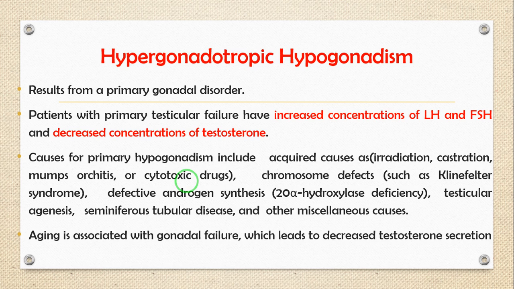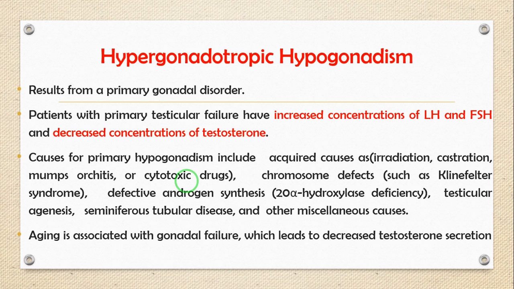All these will lead to decrease in the production of testosterone, but because the higher centers, the pituitary gland and the hypothalamus, are normal, they try to compensate by negative feedback. They try to increase the production of FSH and LH, trying to maintain the output of testosterone at its normal level, but the problem will be in the testis itself. It cannot produce testosterone, and by biochemical test we can differentiate between these two types of hypogonadism.